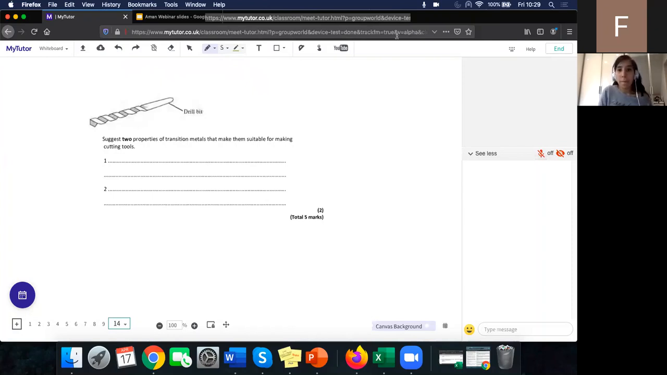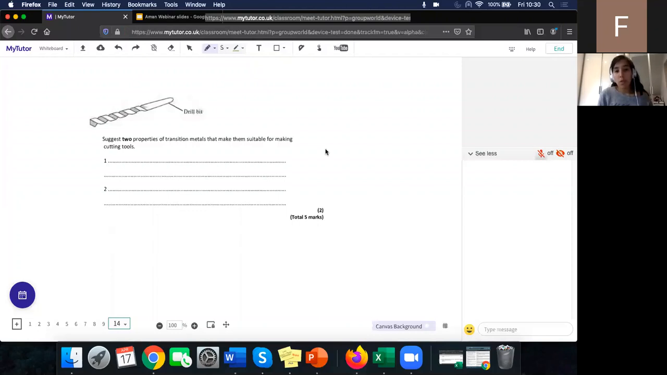What do we think then? They're hard, excellent. That would give you 1 mark for saying they're hard, and high boiling point, excellent. Well done. In this case, I would say high melting point. So remember, transition metals are solids at room temperature. So you want to say high melting point, not boiling point. Great.